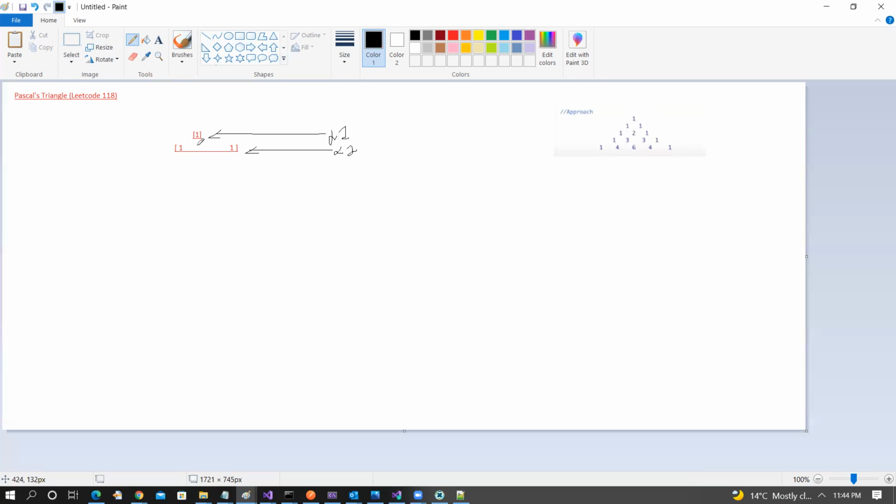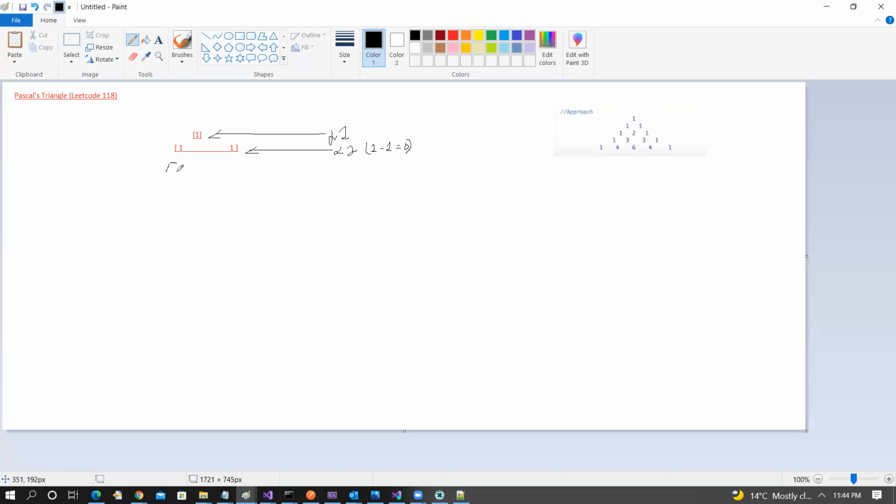The number of elements which reside between these ones is basically the list number minus 1. The first list was list number 1, and here it is 1 minus 1, which means 0. So there won't be any element residing between these two ones.